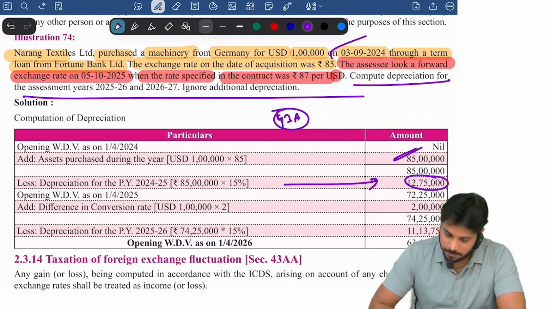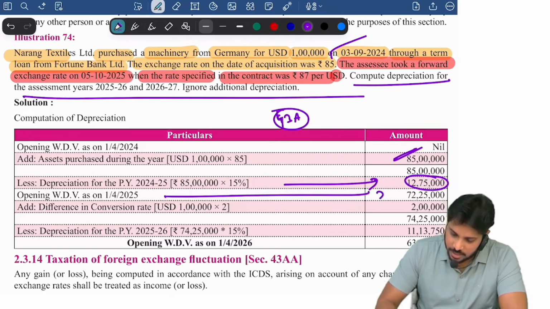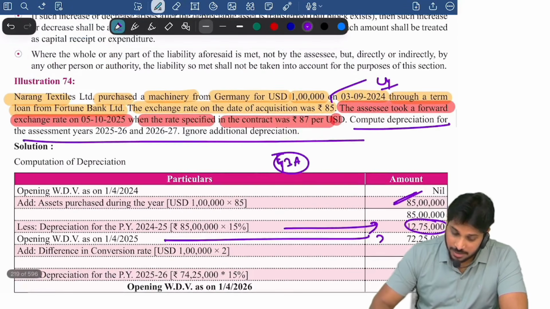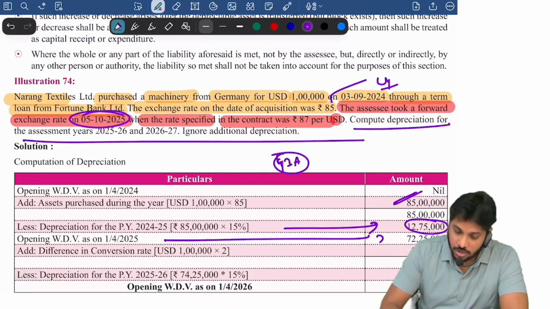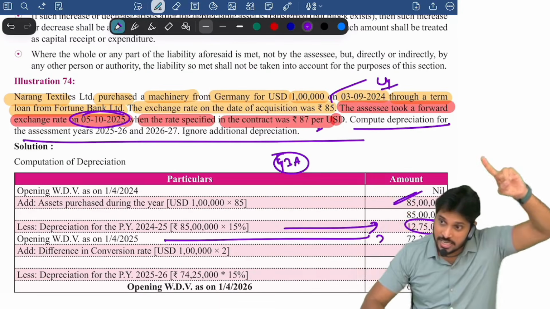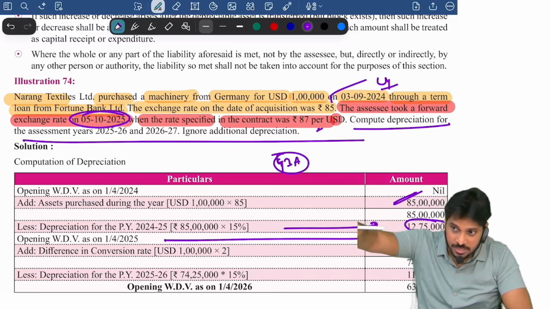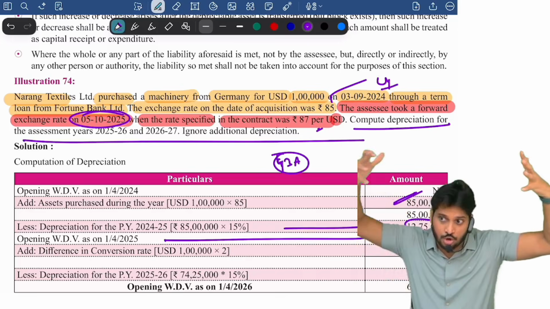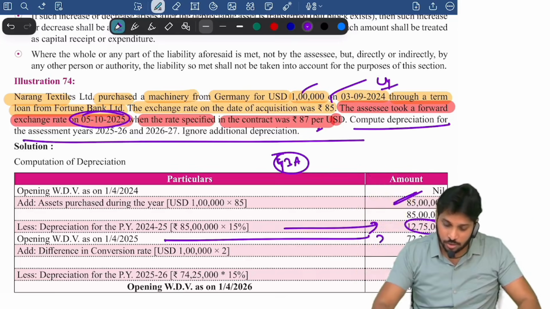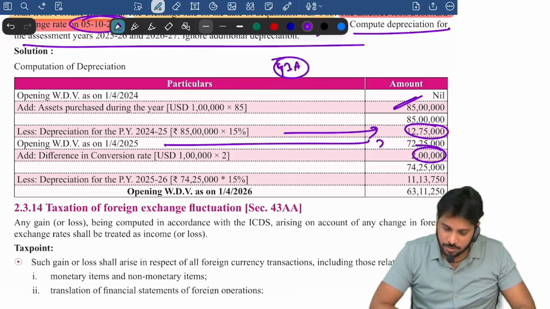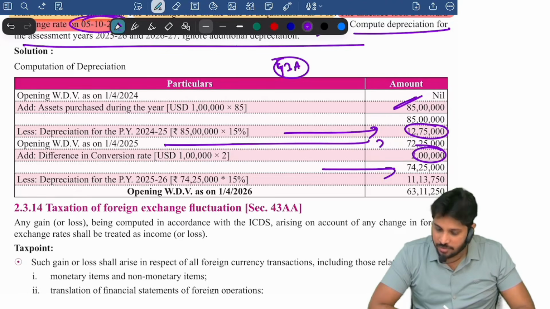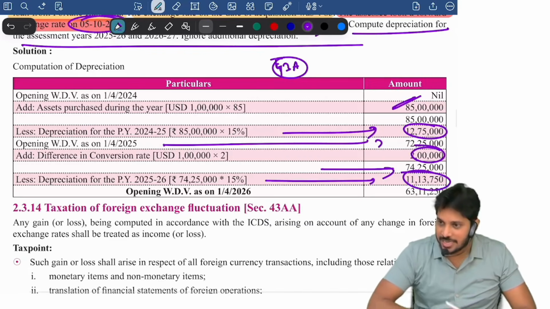15% as usual. So opening WDV in the current year, because remember this was purchased in last year. Opening WDV, but this year what SSA did, he entered into forward contract at 87, which means he is going to settle the liability at 87 rupees. Originally he recorded at 85. Now 2 rupees extra liability is paying. Now, which means I incurred more cost, but earlier I only capitalized 85. Now I have to capitalize 87. 2 into $1 lakh, 2 lakhs I will now add it to the block. Now then my revised cost is becoming how much? 74 lakh 25. On that I will claim depreciation in the current year.